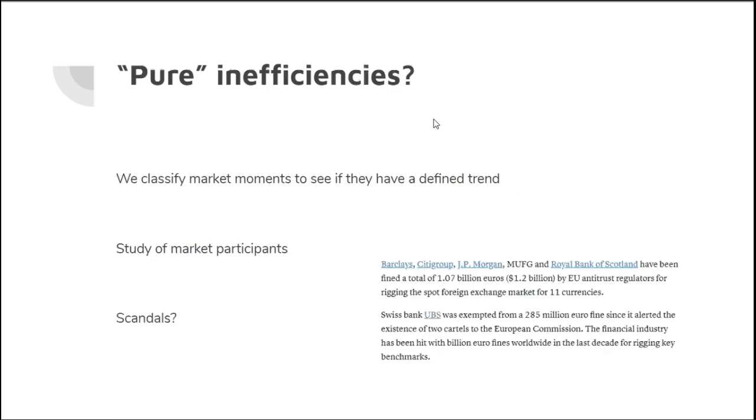In this case, I'm going to center on pure short-term inefficiencies. So I'm going to classify the market to see the moments that have a defined trend. That means that if I trade from certain hours up to or during X periods, I'm going to have a bullish or a bearish trend. Alright? This is a study of market participants and market institutions.